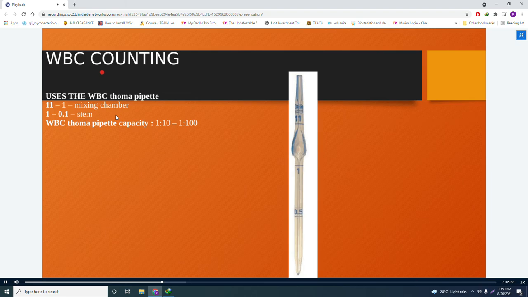Okay. Let's go to your Thoma pipette class. So again, earlier, we have your two types of Thoma pipette, the WBC and the RBC Thoma pipette. Now, your WBC Thoma pipette class has your calibrations. The calibration 11 is your mixing chamber. So, saan yung mixing chamber? Your mixing chamber is from 11 to 1. It includes your bulb. Diyan mo imimix si diluting fluid at si blood. Then we have your 1 to 0.1, which is the stem. This is where your blood and diluting fluid pass through. Your WBC Thoma pipette has a dilution capacity of 1:10 to 1:100.